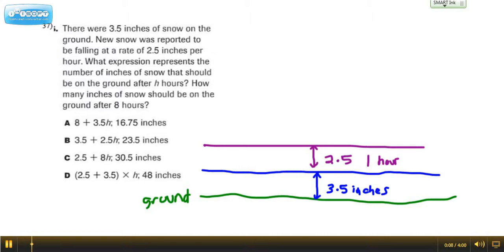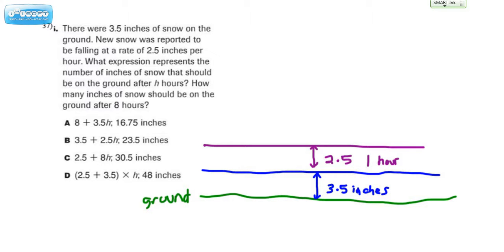It reads, there were 3 5/10 inches of snow on the ground. New snow is reported to be falling at a rate of 2 5/10 inches per hour. What expression represents the number of inches of snow that should be on the ground after H hours? How many inches of snow should be on the ground after 8 hours?